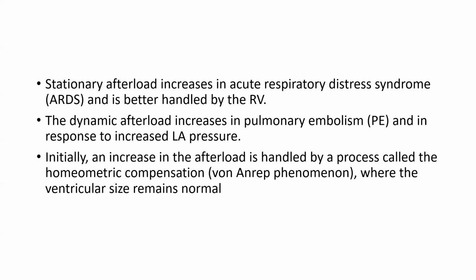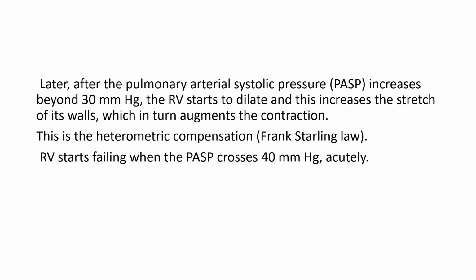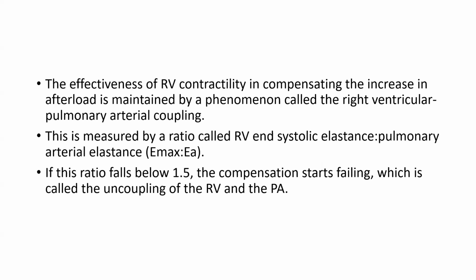Initially, an increase in the afterload is handled by a process called homeometric compensation, where ventricular size remains normal. Later, after the pulmonary artery systolic pressure increases beyond 30 mmHg, the RV starts to dilate and this increases the stretch of its wall, which in turn augments the contraction. This is heterometric compensation. The RV starts failing when the pulmonary artery systolic pressure crosses 40 mmHg acutely.